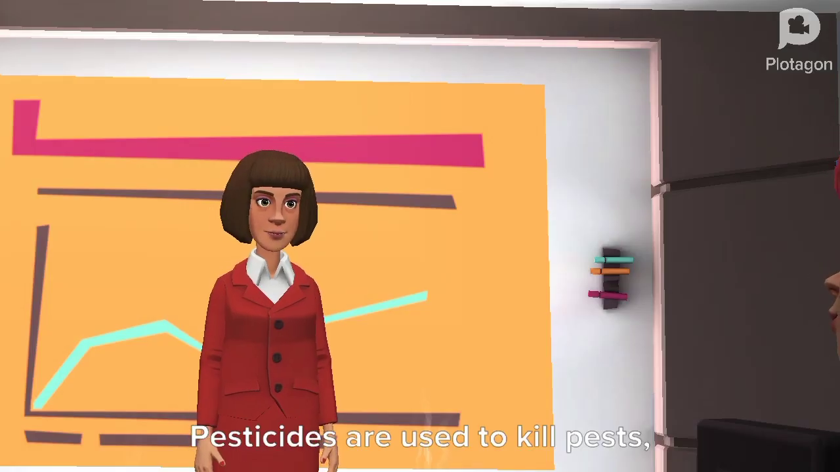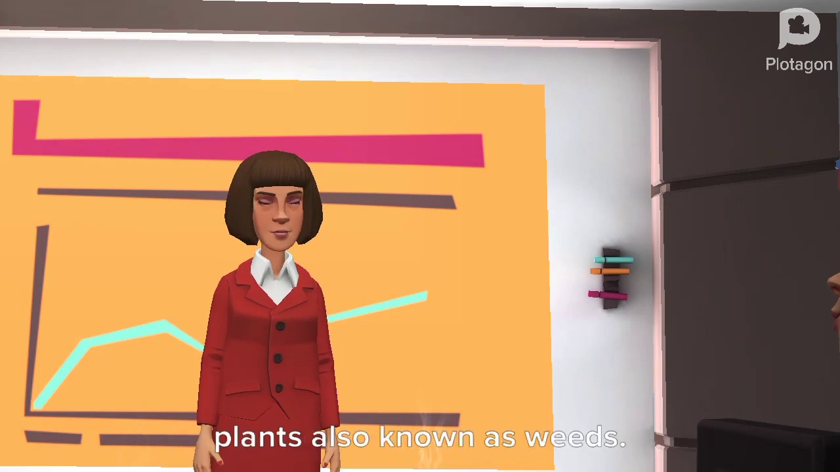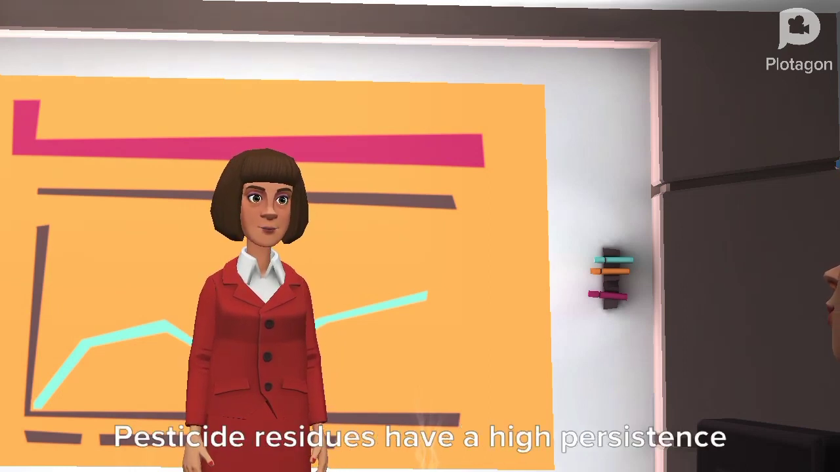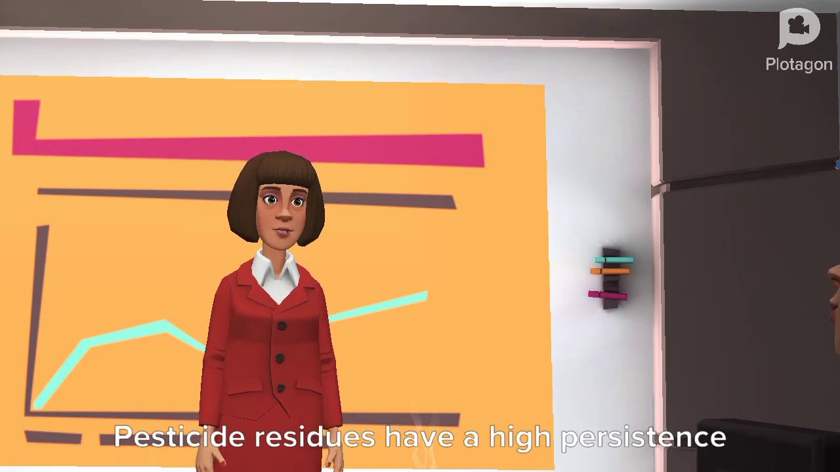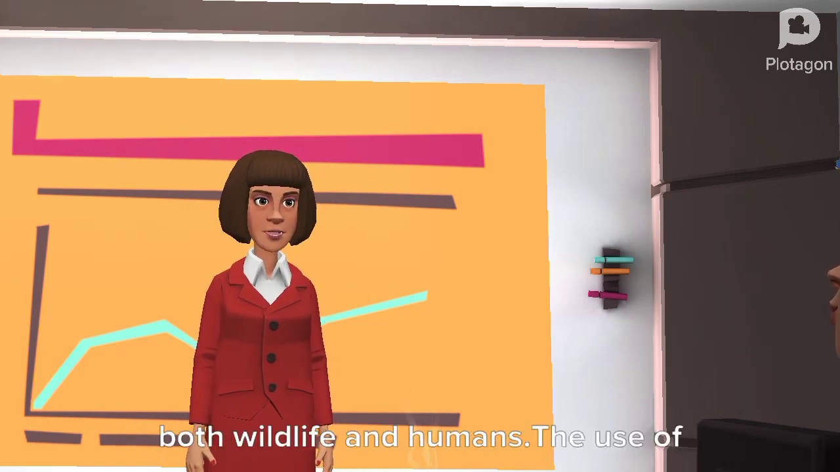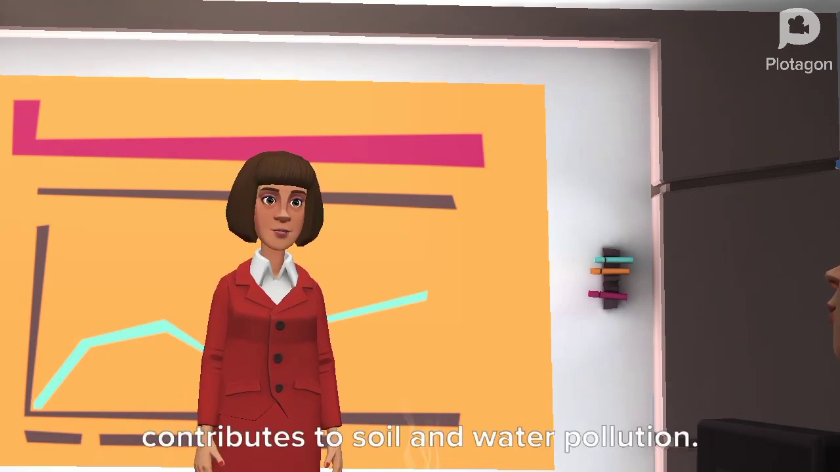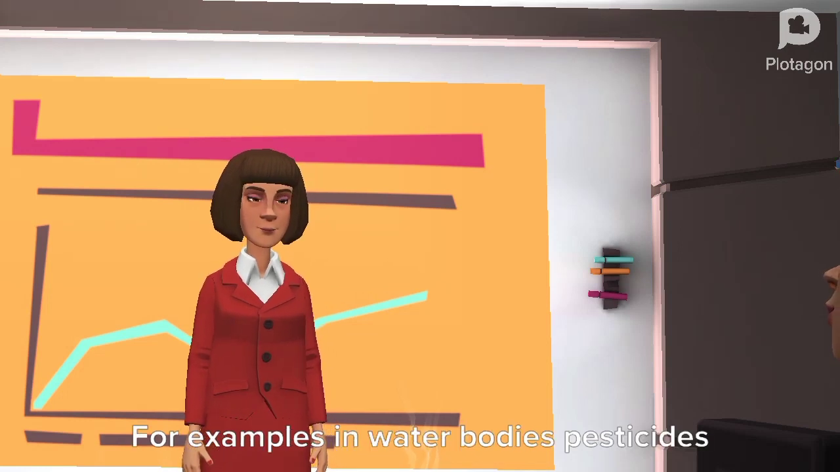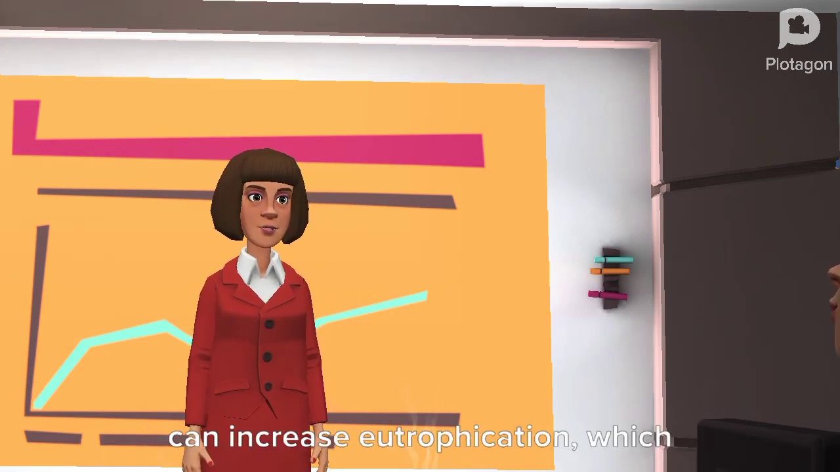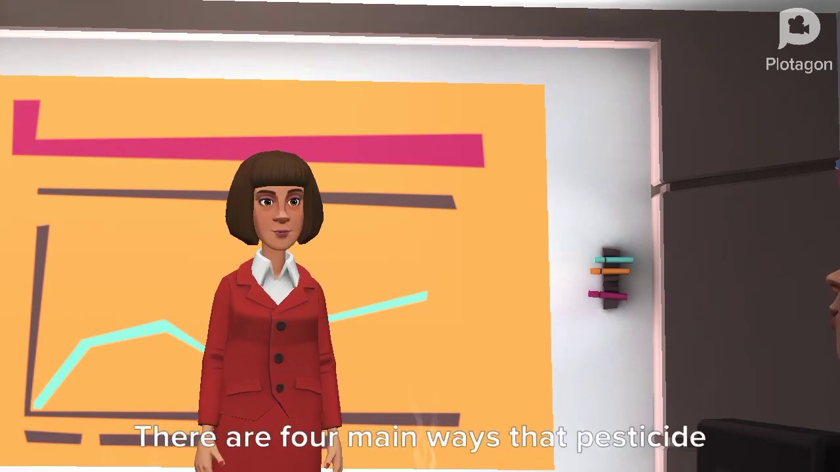Pesticides are used to kill pests, including insects, fungi, and undesirable plants, also known as weeds. Pesticide residues have a high persistence in the environment and toxicity to both wildlife and humans. The use of fertilizers, herbicides, and pesticides contributes to soil and water pollution. For example, in water bodies, pesticides can increase eutrophication, which affects the oxygen levels in the water.